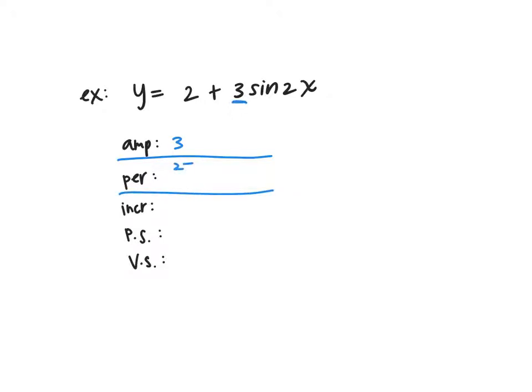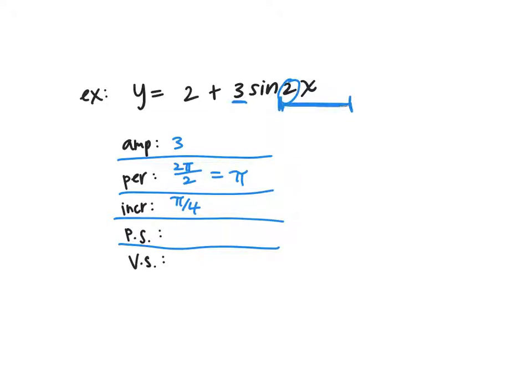Period is going to be 2 pi over b, and your b is the coefficient of x, so it's 2. Therefore, our period is pi. Increment is the period divided by 4, so we're going to be adding by pi over 4 each time. Phase shift, I don't have a phase shift because I don't have a plus or minus sign inside of the function, so I don't have any left or right movements, so you would say none.